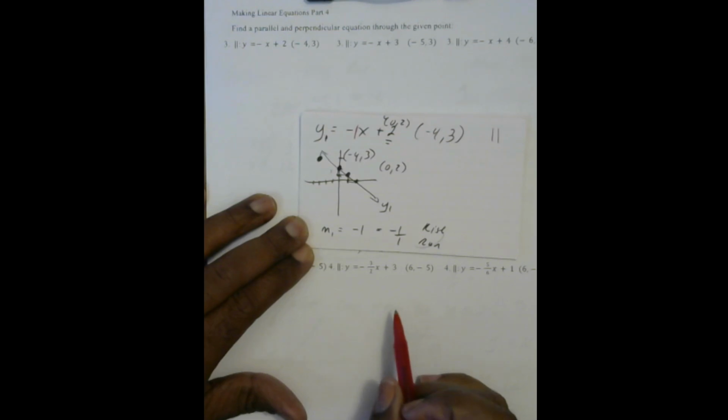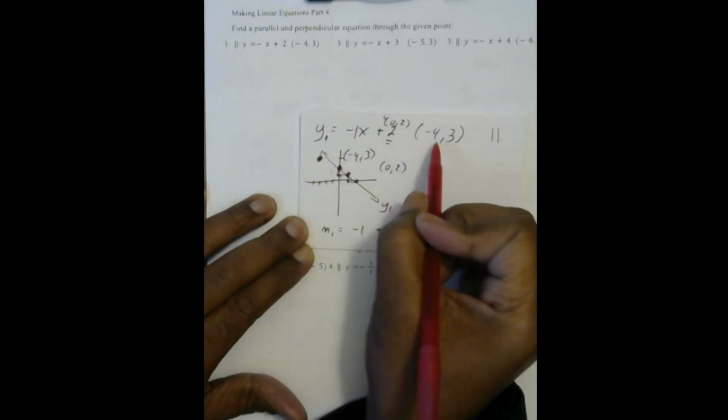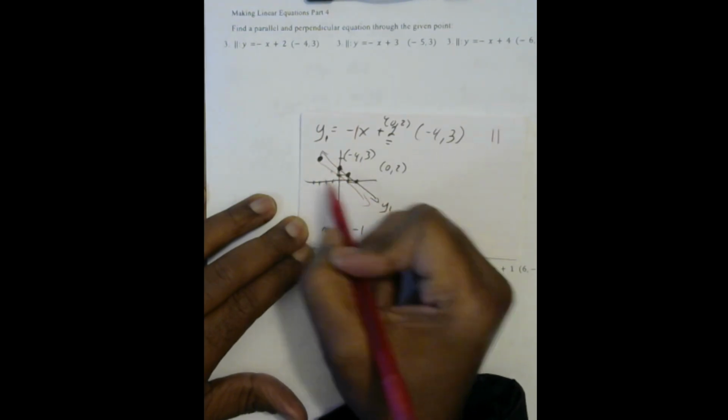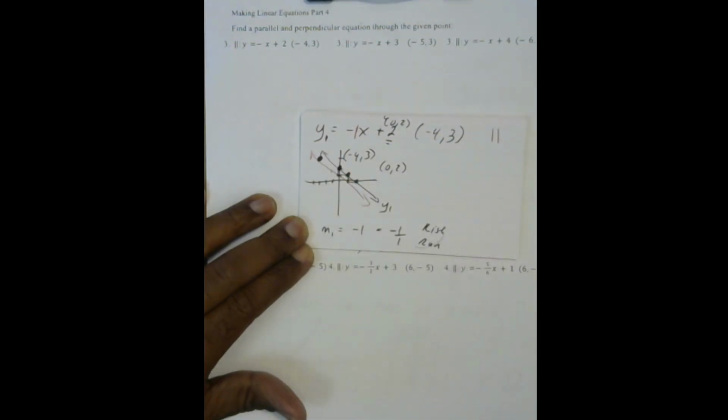Now, how do you know it's parallel? If you ever see these two lines right here, that's our symbol for parallel. So we want a new line that's going to go through this point right here, but parallel to the line that we created. So it'll look like this when we're finished. Okay, so how do you make those lines?